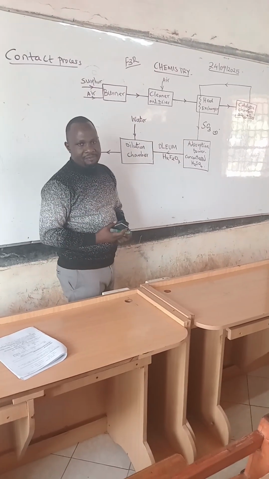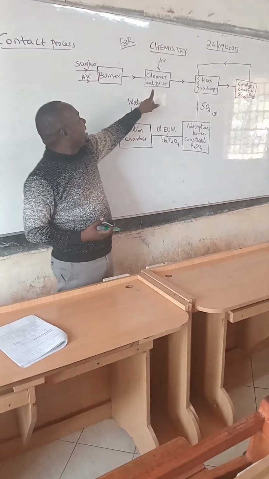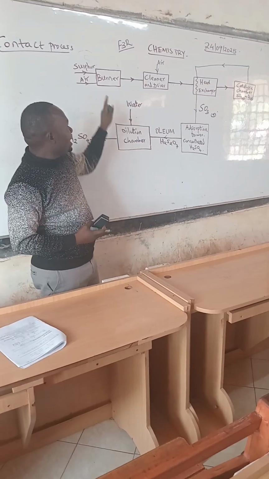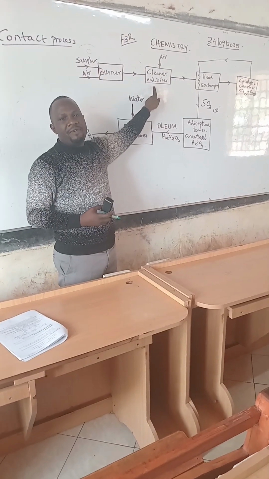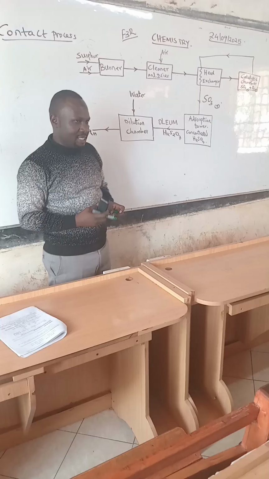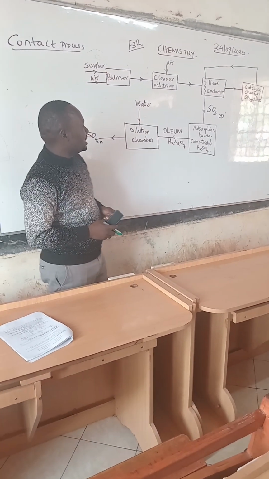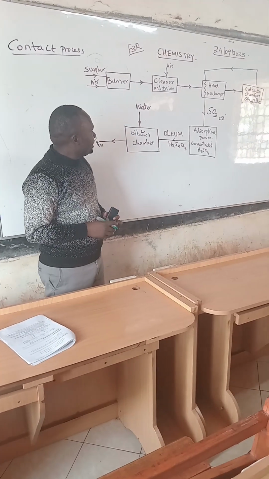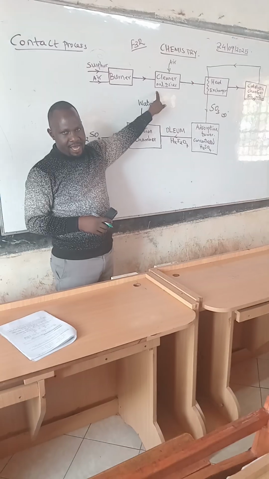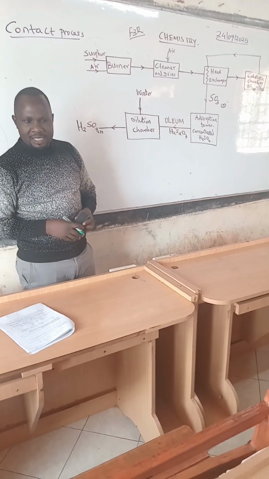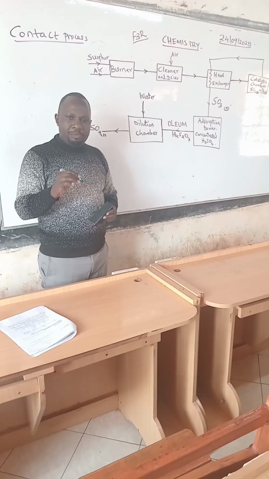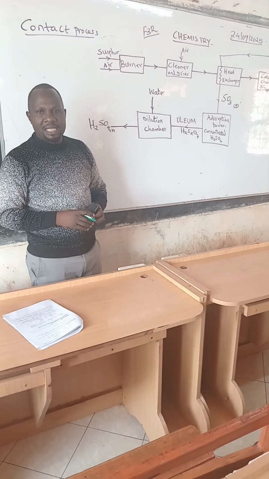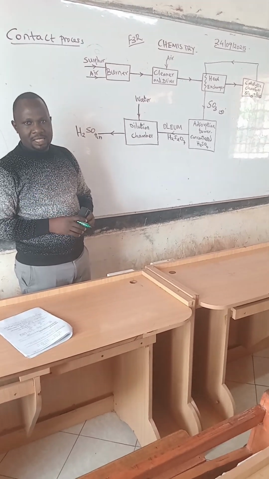After we have obtained the sulfur 4 oxide gas, we move to the cleaner, or you can call it a dryer, or a purifier in some books. So the gas in the purifier will be purified for us to remove the impurities. The most impurities we normally encounter in that gas are the dust particles, and for us to remove those impurities, we pass the gas through the cleaner or the purifier. Why should we purify sulfur 4 oxide gas? For us to remove the impurities, we increase the efficiency of the catalyst, and we increase the yield of sulfuric 6 acid.